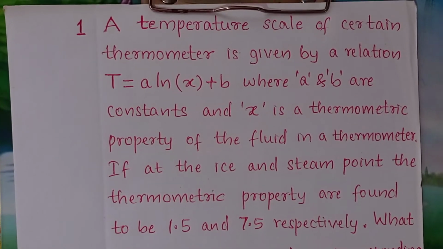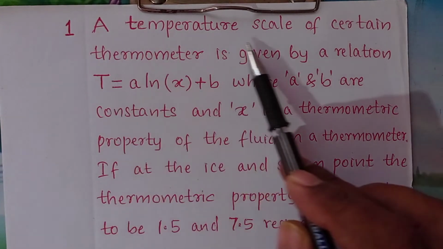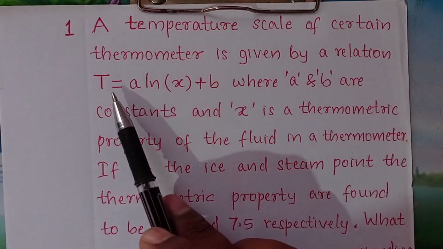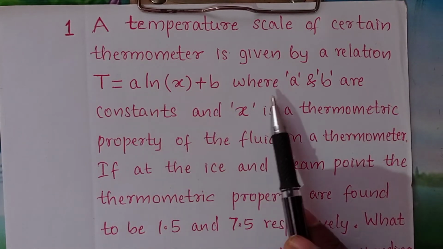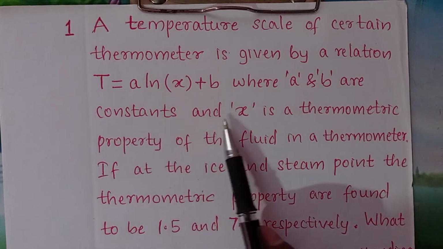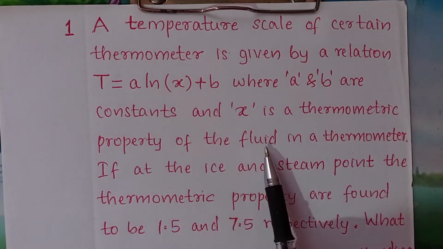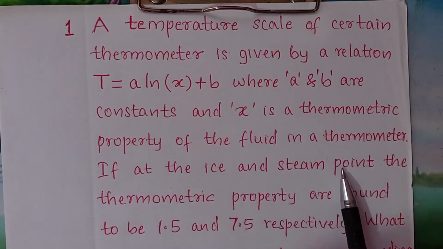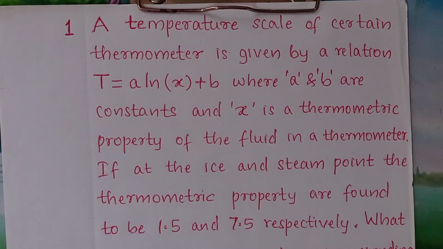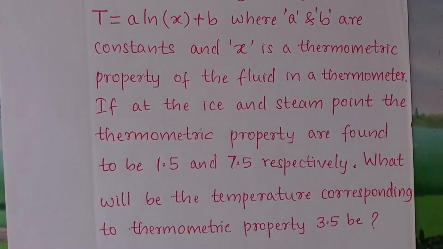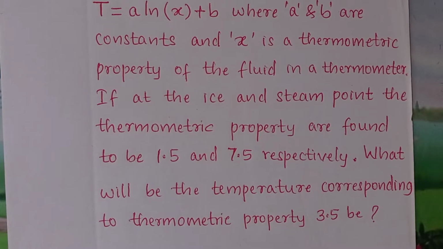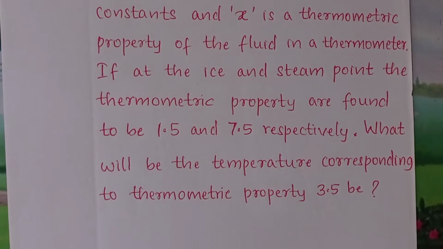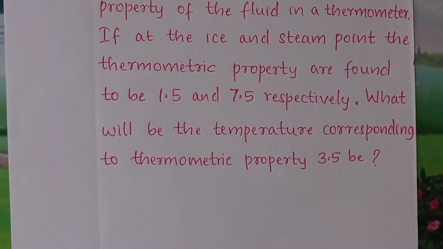Let me read out the problem. A temperature scale of a certain thermometer is given by a relation T is equal to A ln x plus B, where A and B are constants and x is the thermometric property of the fluid in a thermometer. If at ice and steam point the thermometric properties are found to be 1.5 and 7.5 respectively, what will be the temperature corresponding to a thermometric property of 3.5?